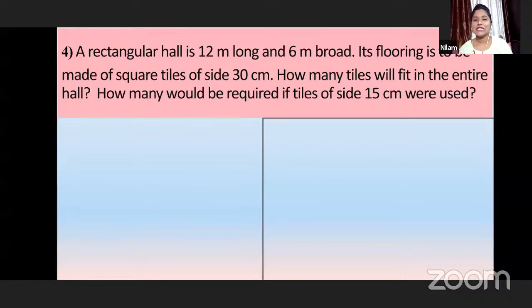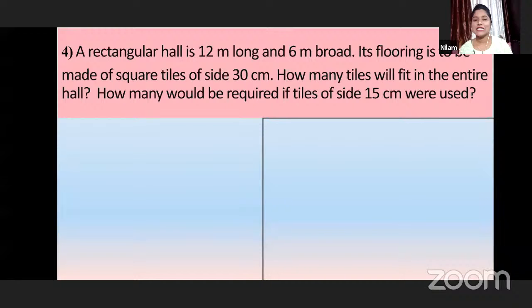So its flooring is to be made of square tiles, and the tiles which they are going to use for the flooring are of square shape. The flooring is to be made of square tiles of side 30 centimeter, and the side of each tile of the square will be 30 centimeter. And we have to find out how many tiles will fit in the entire hall. We have to find out how many tiles we will require to do the flooring of the hall.